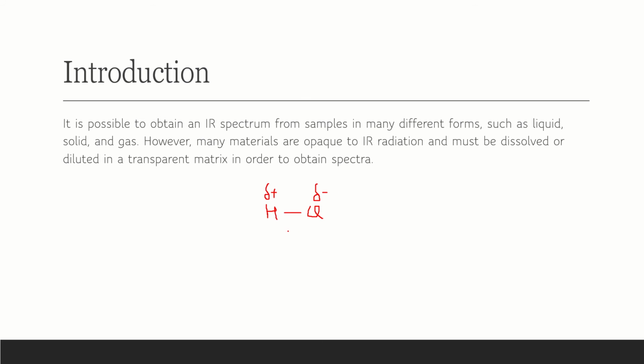In covalently bonded compounds, the bond is formed due to the sharing of electrons, but due to the presence of electronegative elements, they possess a slightly negative charge and the electropositive element will possess a slightly positive charge. This is known as dipole moment.